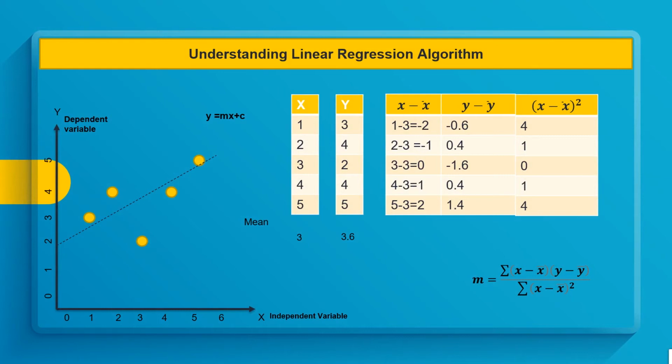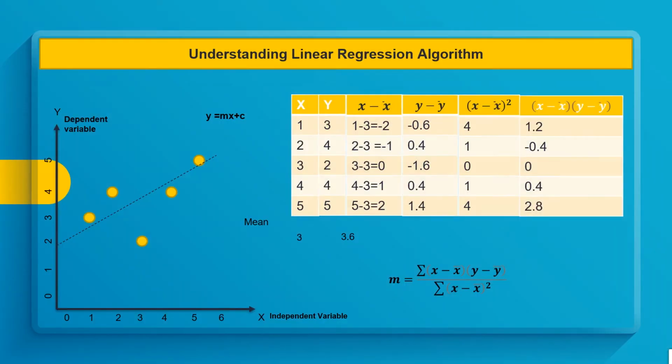So now in our table, we have x minus x bar, y minus y bar and x minus x bar whole square. Now what we need? We need the product of x minus x bar multiplied by y minus y bar. So that is minus 2 multiplied by minus 0.6, that is 1.2, minus 1 multiplied by 0.4, that is minus 0.4, 0 multiplied by minus 1.6, that is 0, 1 multiplied by 0.4, that is 0.4, and the next 2 multiplied by 1.4, that is 2.8.